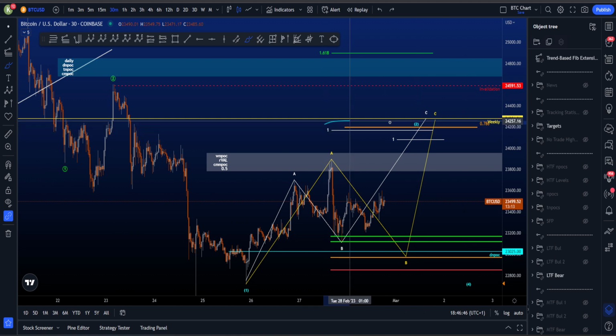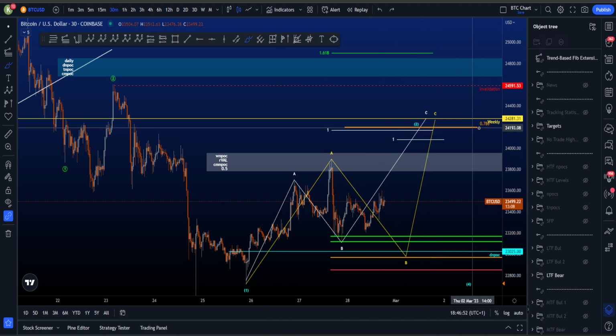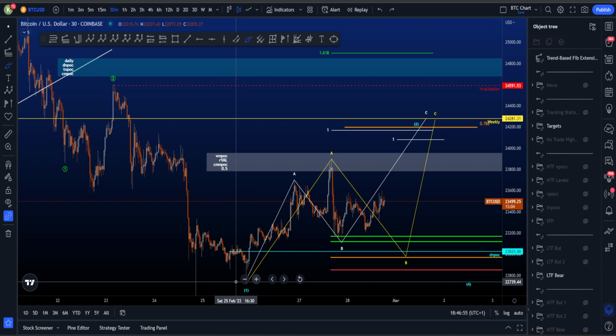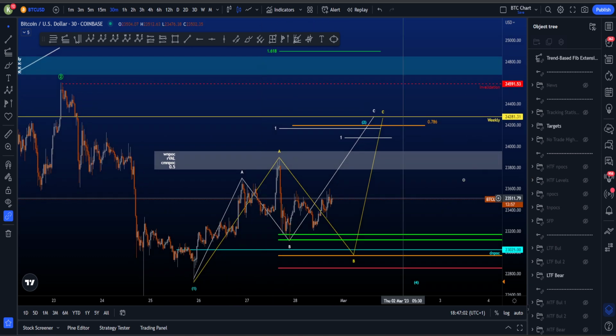We also then have the potential 1-to-1 of this wave A, B and then C, as well as the 786, which is taken from the high here of 2 to the low here at the bottom of 1. Or well, at least the blue one is there. So yeah, this is the bearish scenario.